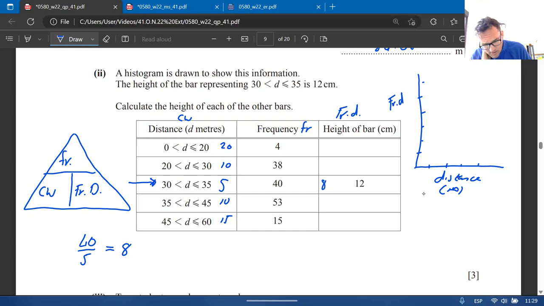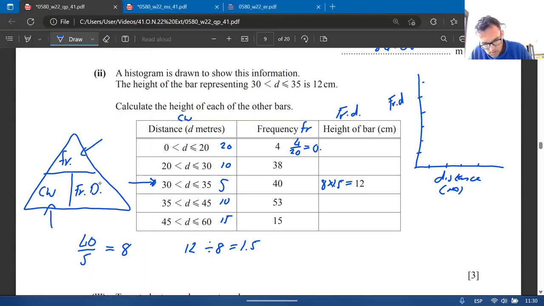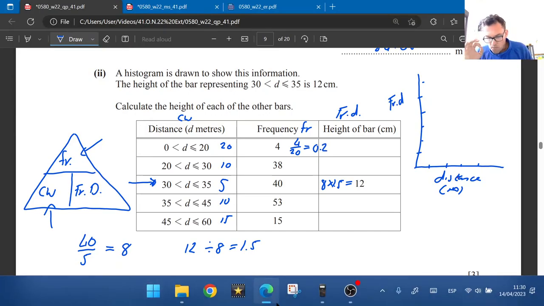Well, they take the frequency density and they have multiplied it by something. What is that something? 12 divided by 8, I think you will see that is 1.5. So to get the actual height of the bar, you need to take the frequency density and multiply it by 1.5. That's all it is. So for the first one, we need to take the frequency divided by the class width. That will be 4 divided by 20, which of course gives us 0.2. And then we need to do the same, multiply that by 1.5.